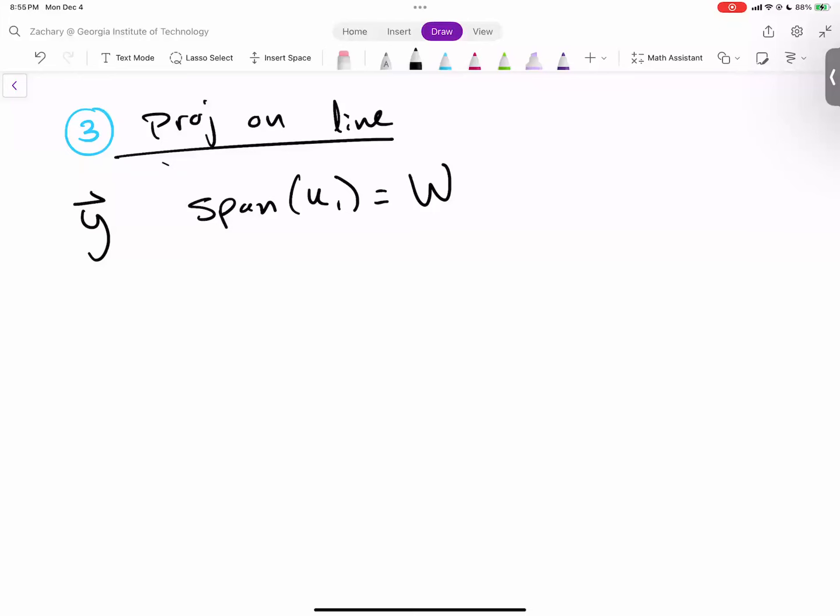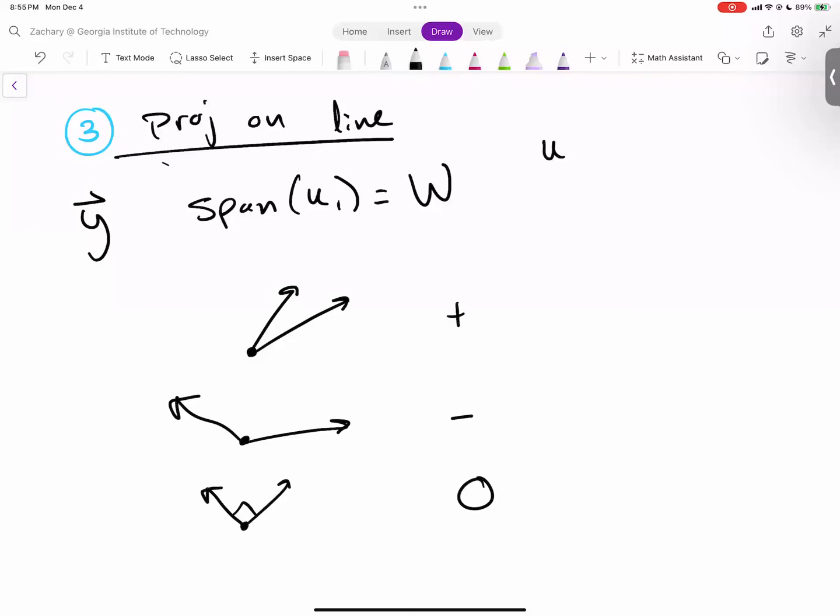Yes. So a way to visualize that: if I have a vector here and here, the dot product is going to be positive. If I have a vector here and here, it's going to be negative. If I have a vector here and a vector here, there's a right angle between them, it's going to be 0. That's how a dot product works. So a dot product is a measure of how parallel or how perpendicular two things are. And to find YW, it will always be u dot y over the magnitude of u squared, times u.